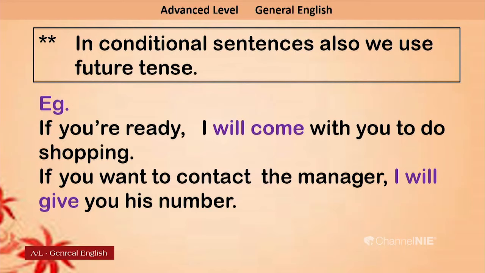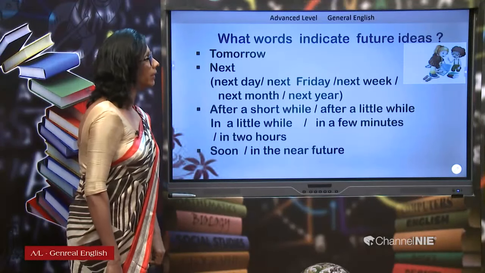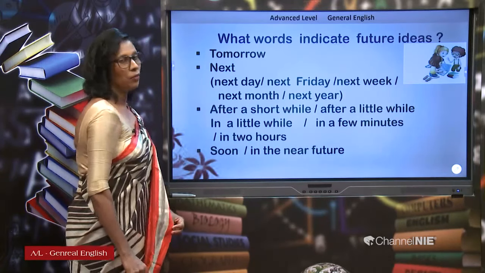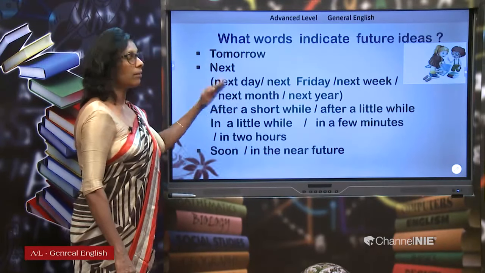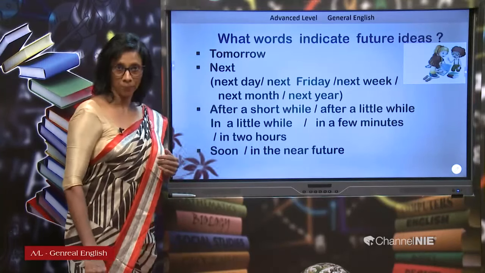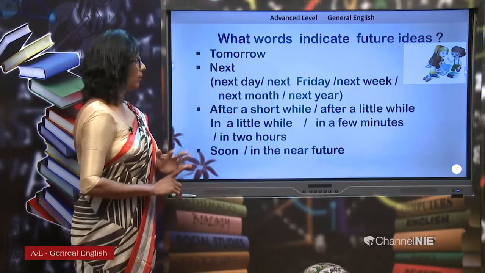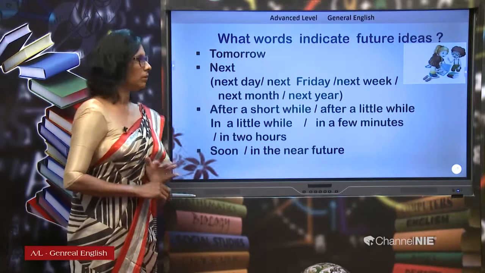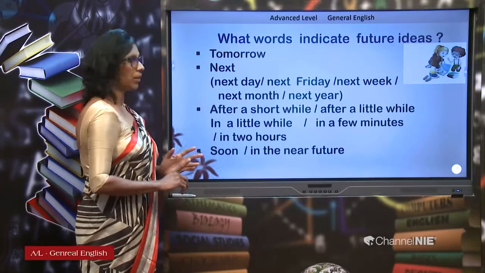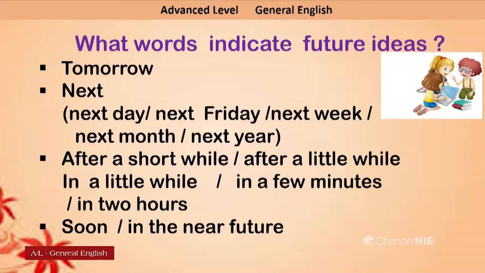Now, I discussed with you when to use will, right, to indicate future ideas and even in conditional clauses, and the difference between will and the going to form. The next one: what words indicate future ideas? When you have these words, you can very easily identify that it is a future idea, and we can choose the verb accordingly. We can use the modals will and shall. In the modal lesson, I think children will get to know where to use will and where to use shall, but to indicate future we are basically using will, right.